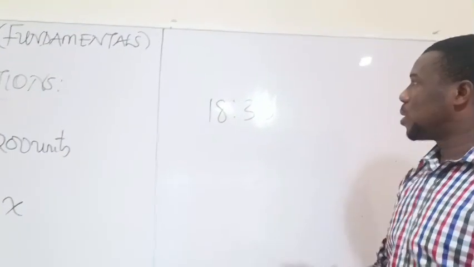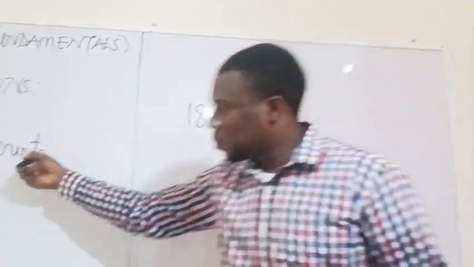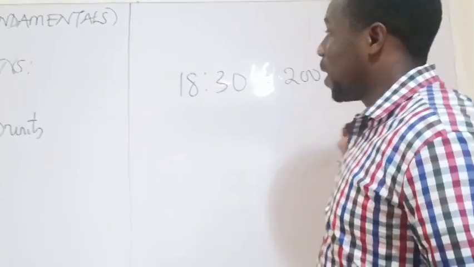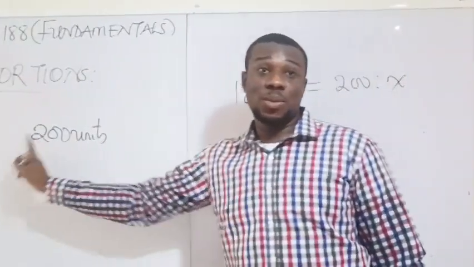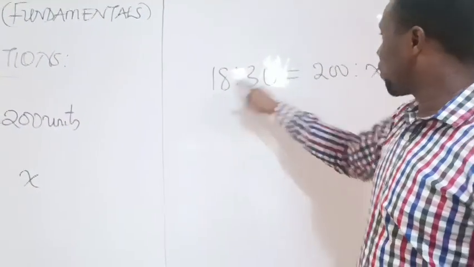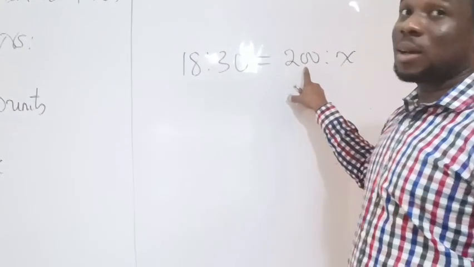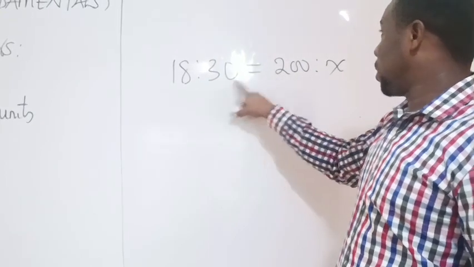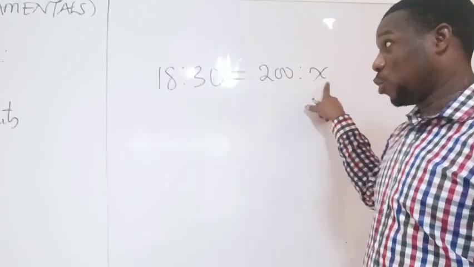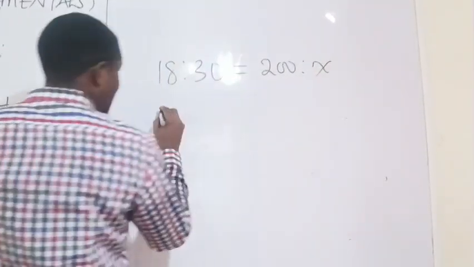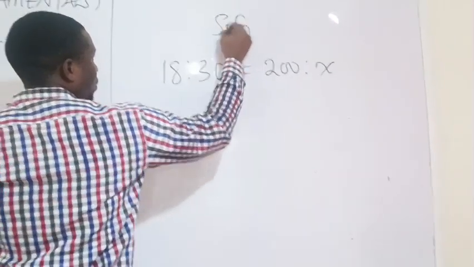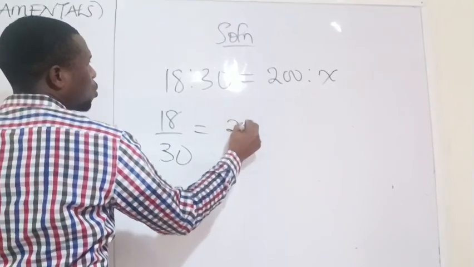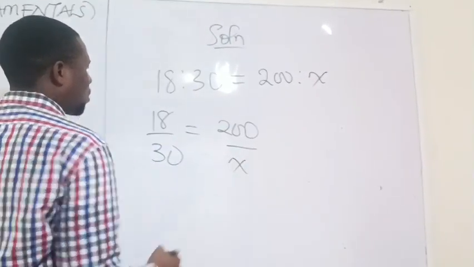Okay, 18 is to 30 as 200 is to x, because there is a direct relation that exists between them. So you could see 18 days would consume 200 units, then 30 days, we are looking for the number of units that will be consumed in that time. So I could write this as 18 over 30 is equal to 200 over x.